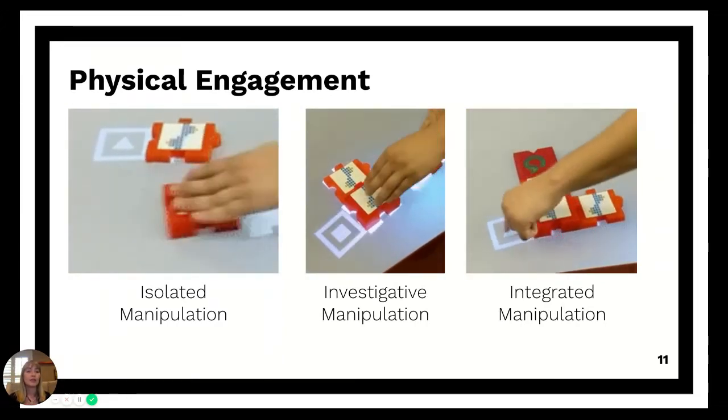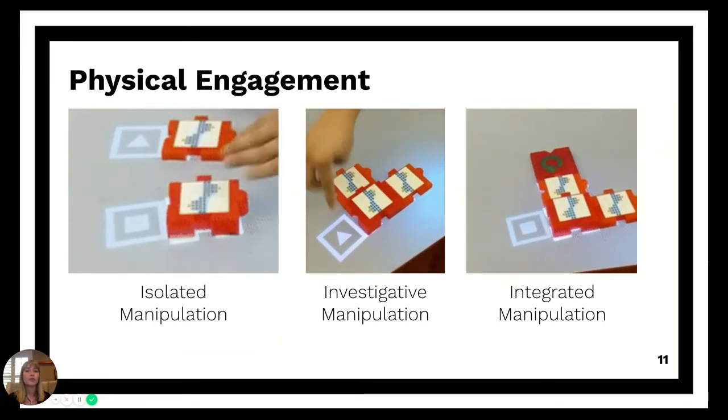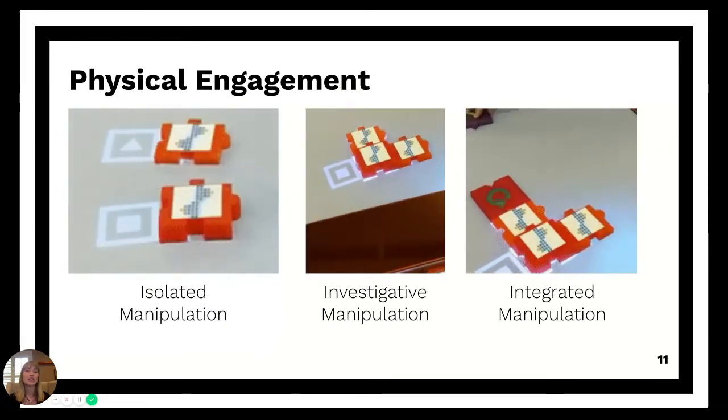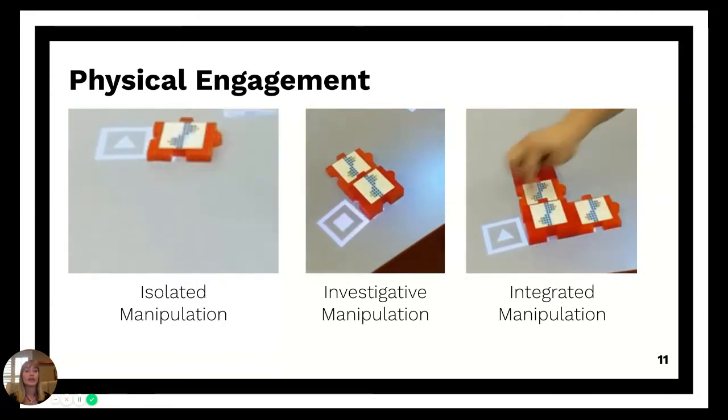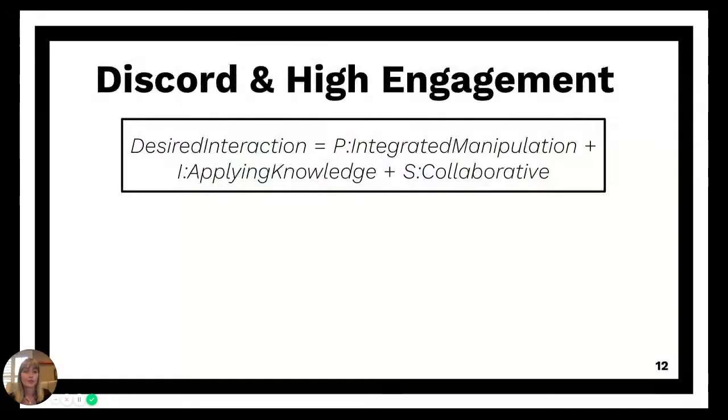Finally, integrated manipulation refers to moments when participants are physically manipulating aspects of the installation in a complex way. For example, connecting both sample and function blocks. While learning and interest development can occur in any of the types of intellectual, physical, or social engagement I just described, we see the combination of integrated manipulation, applying knowledge, and collaboration as being particularly conducive to and demonstrative of learning.